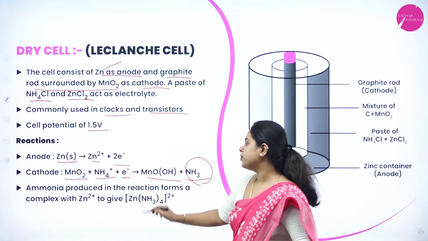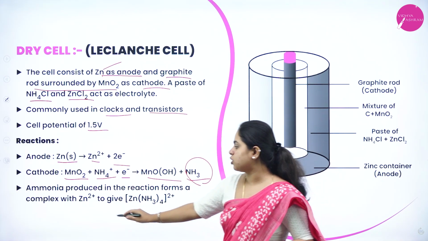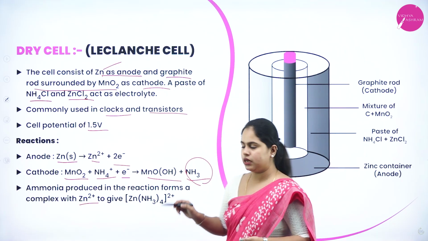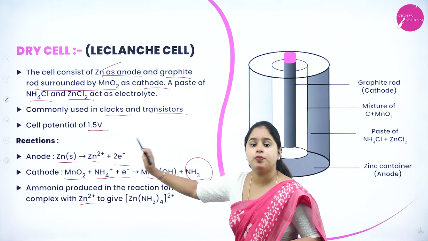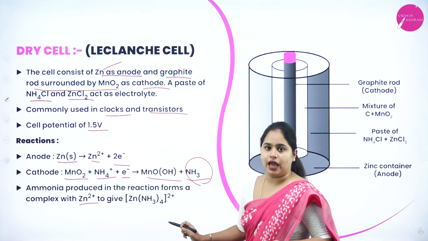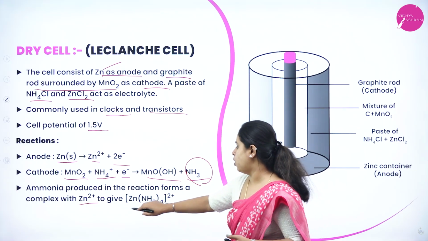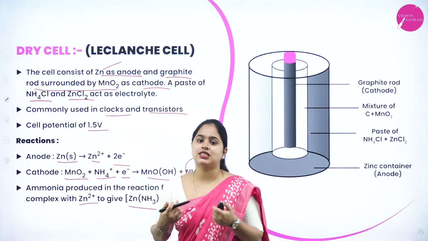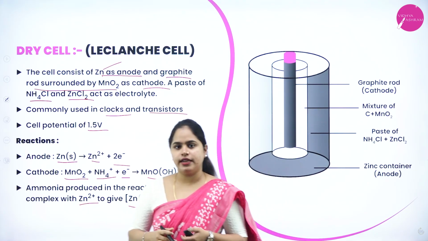The ammonia produced in this reaction forms a complex with the Zn2+ ion, right? Zn2+ is formed here, and ammonia is formed here. Zn2+ in the anode and ammonia in the cathode. Now these two combine and form a complex. So this is the reaction which is taking place in the dry cell or Leclanché cell.